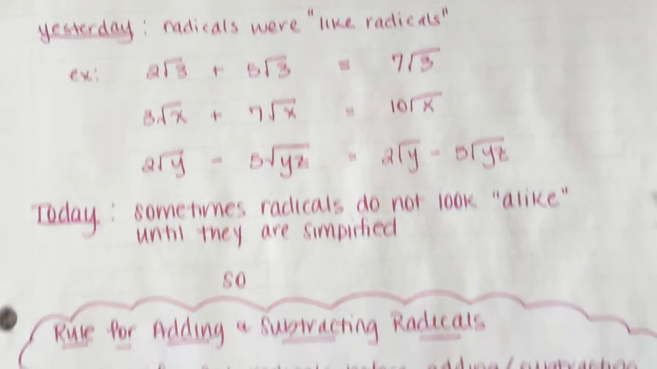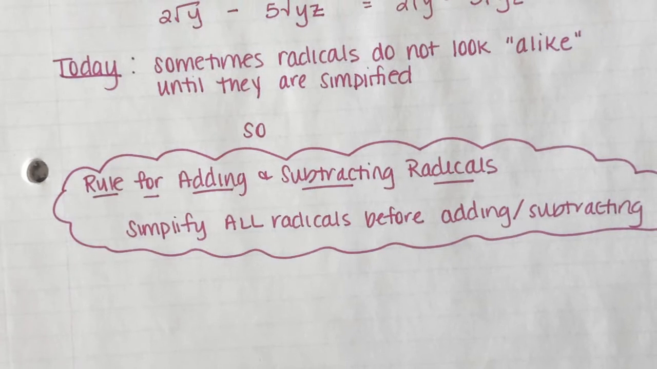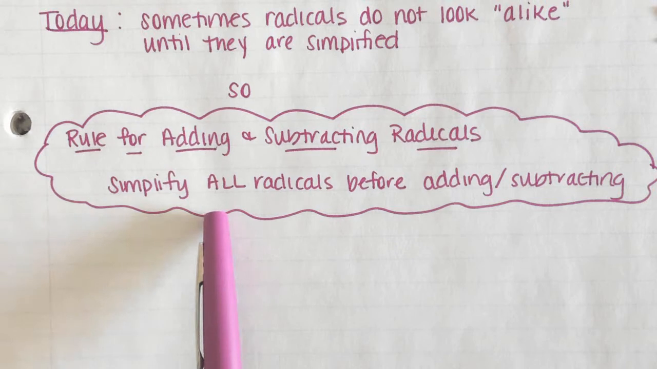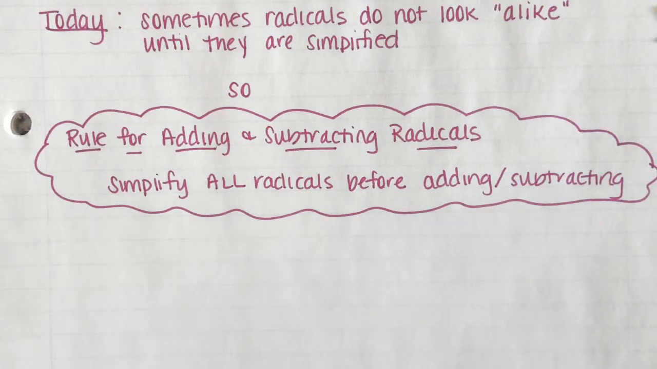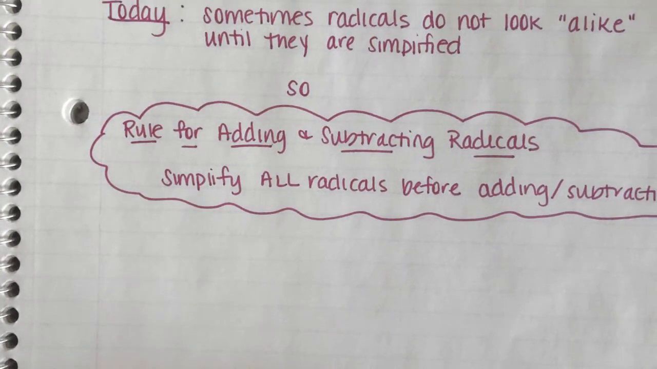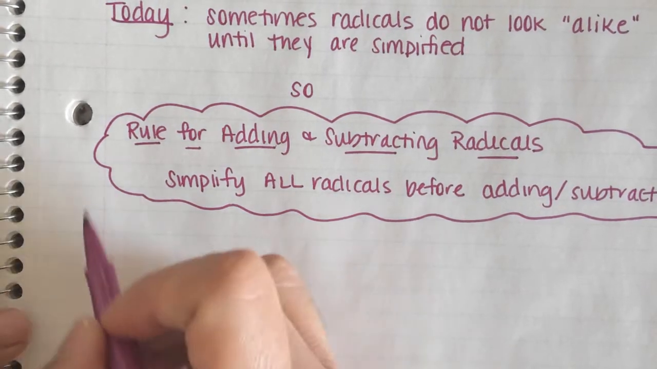So go ahead and keep copying this down. We are going to make a rule for adding and subtracting radicals, and the rule is very simple. You must have all your radicals simplified before you add or subtract. So simplify all radicals before adding and subtracting. Just like fractions though, some radicals are already in simplest form, so it's up to you to decide whether or not the radical is simplified, but we're definitely going to do examples. Okay, so let's start with some pretty basic examples.